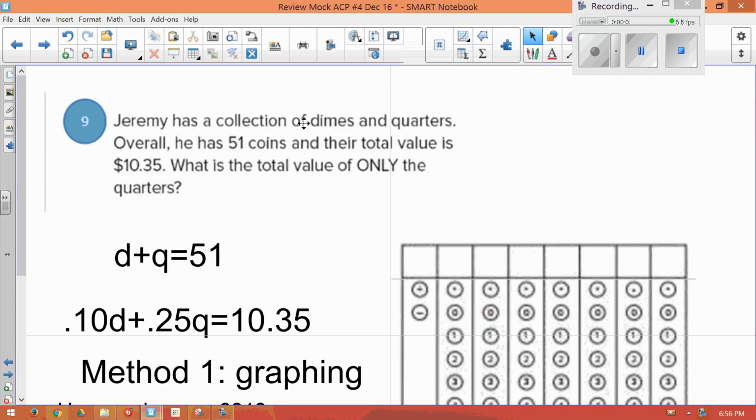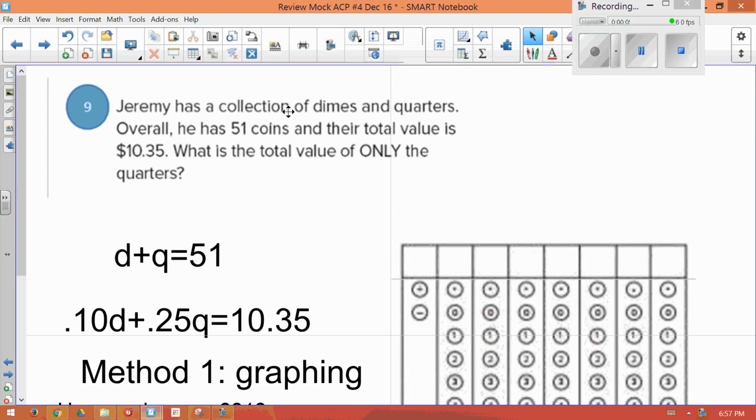Okay, here's a problem that caused a lot of issues. A lot of people had difficulty with this problem. Jeremy has a collection of dimes and quarters. Overall, he has 51 coins, and their total value is $10.35. What is the total value of only the quarters?